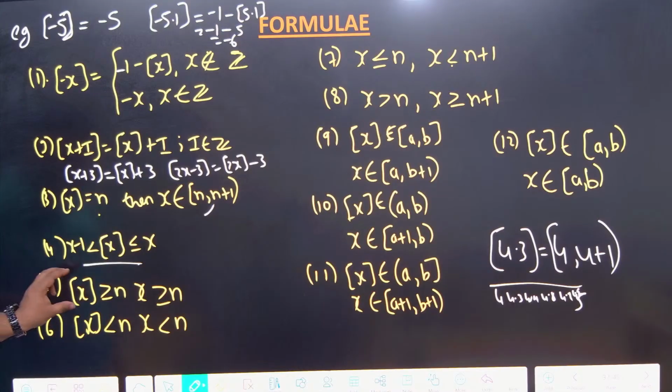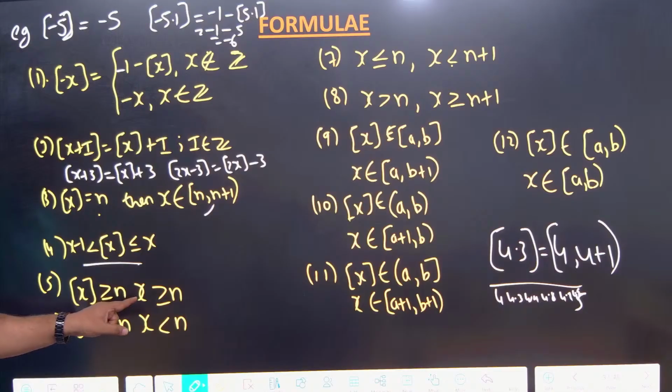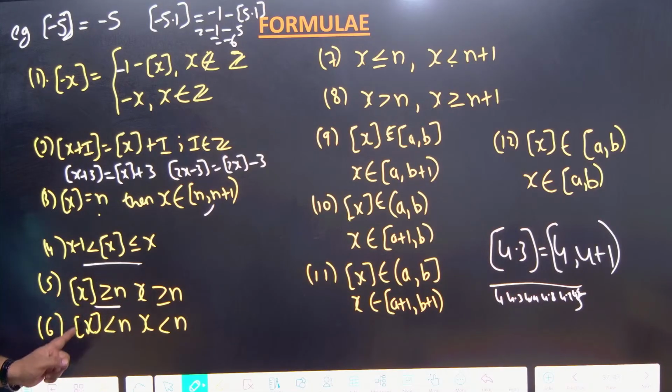Next thing, if step of x is greater than or equal to n, directly you will write x is greater than or equal to n. Look at the inequality. Step of x is greater than or equal to n, then x will be greater than or equal to n. Next, step of x is less than n, then x will be less than n. So these two you remember. Then the other two will be the reverse of this.